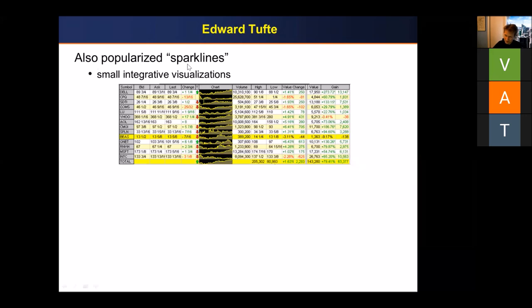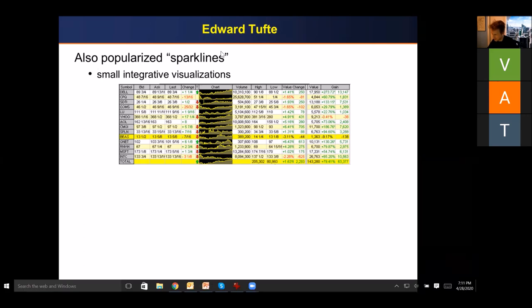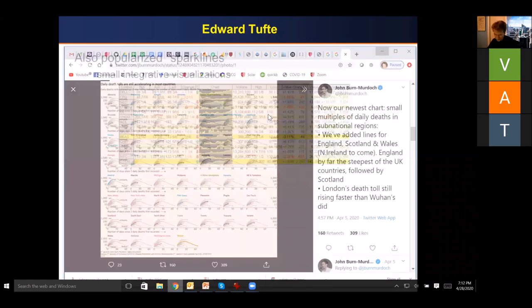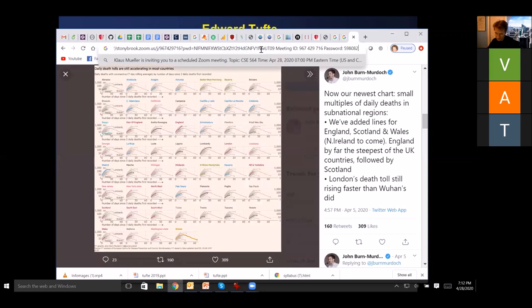Another one he popularized was what's called sparklines. Oh, okay, someone found it. Let's click on that. Wow. One of your classmates found a better link. Let's use this one.